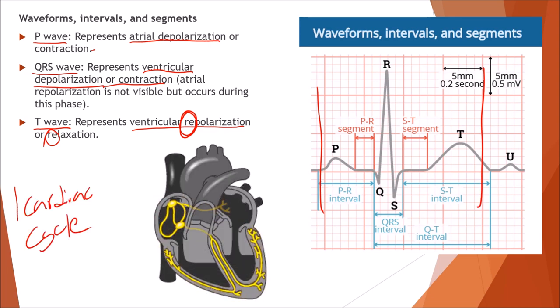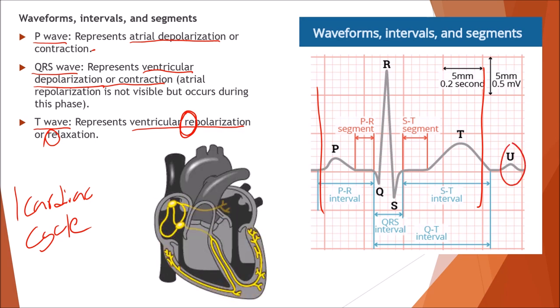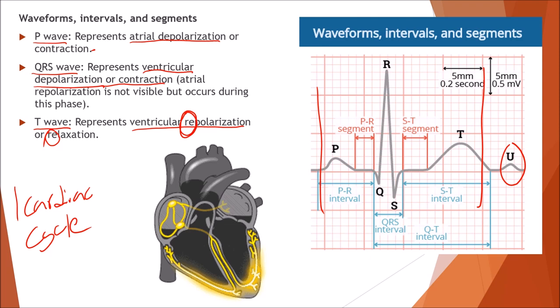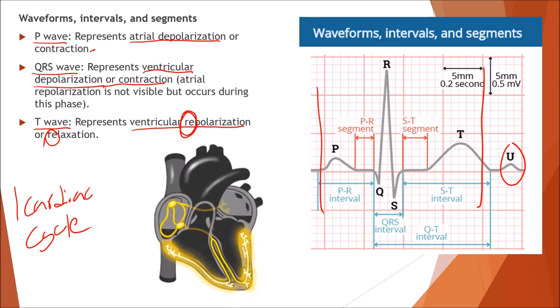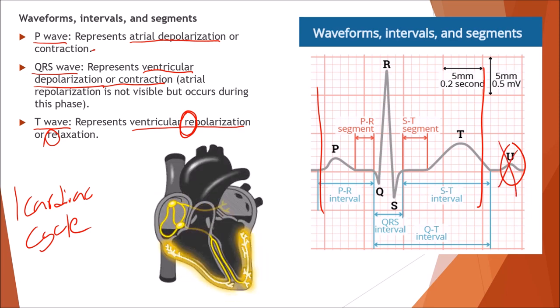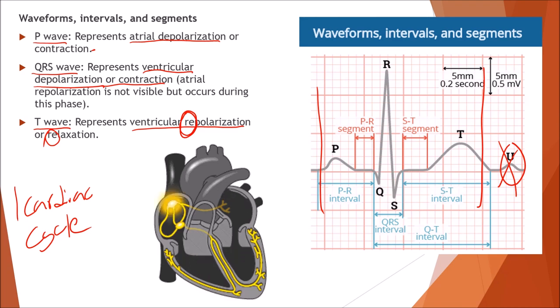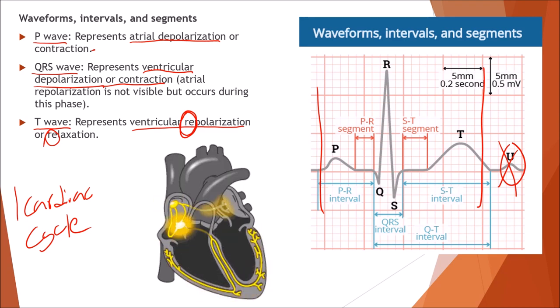Now, some EKGs, and maybe even on some patients, this is pretty rare, you might see something called a U wave. It's not part of your regular cardiac cycle. You might see it, you might not see it. But the U wave is going to be a repolarization of the Purkinje fibers. And it's also been described as a sort of relaxation of a specific tissue in the heart called the chordae tendineae. You don't need to know it really, unless you're really going for that EKG certification. It's just kind of an extra thing. Focus on, make sure you know the P, the QRS, and the T. Those are what really, really matter.